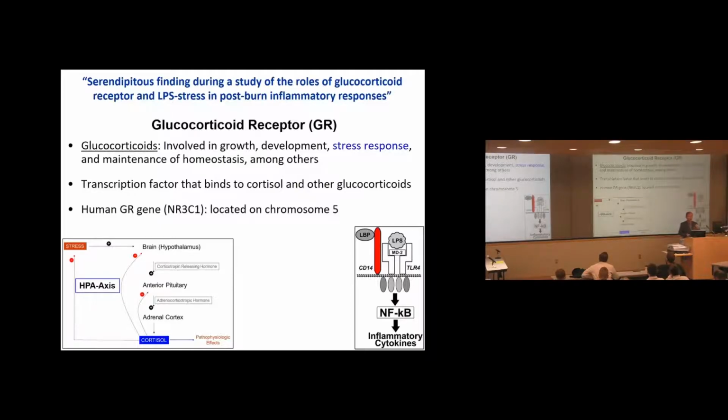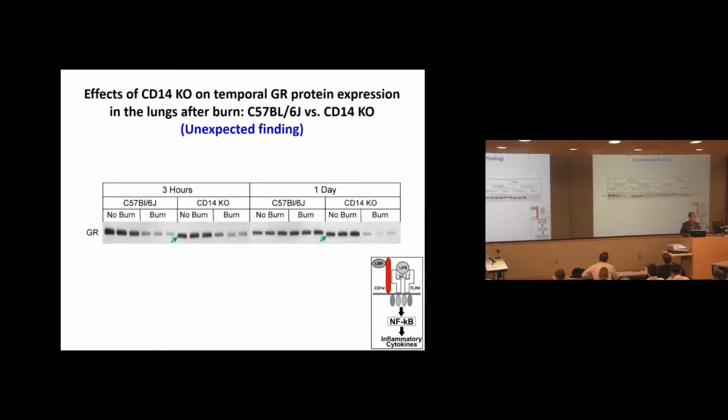So we were interested in how CD14 knockout affects the expression of glucocorticoid receptor. We found something interesting: there's a decrease in glucocorticoid receptor expression at an earlier time for Black 6J and CD14 knockout. However, that decrease in expression was prolonged until day 1 in CD14 knockout, but not in the control strain. This is a significant difference here.